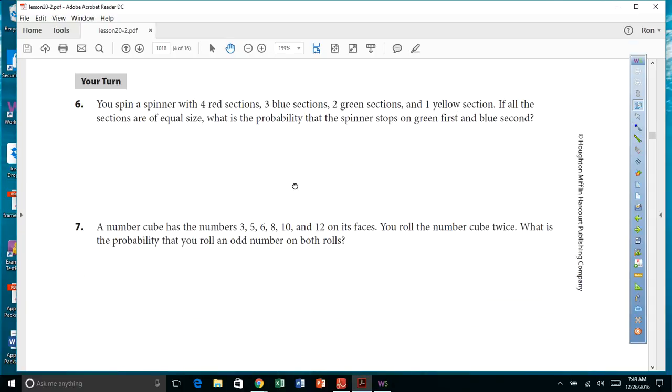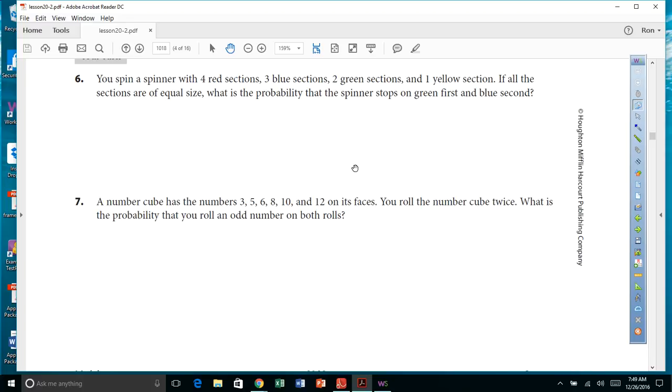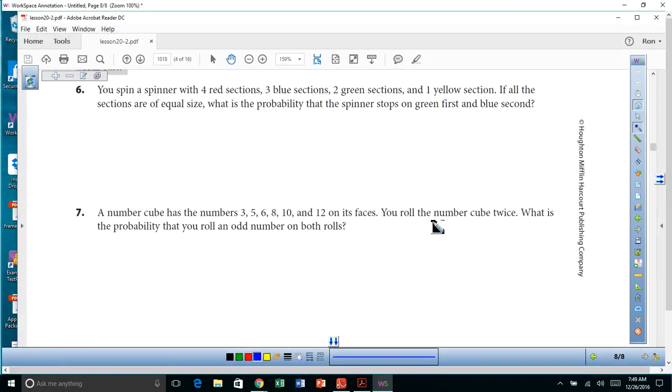You spin a spinner with 4 red sections, 3 blue sections, 2 green sections, and 1 yellow section. If all of the sections are of equal size, what is the probability that the spinner stops on green first and blue second?